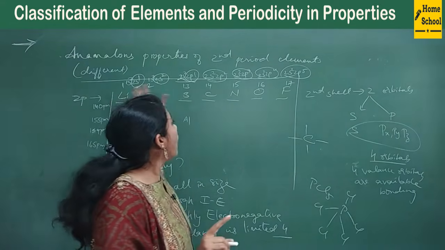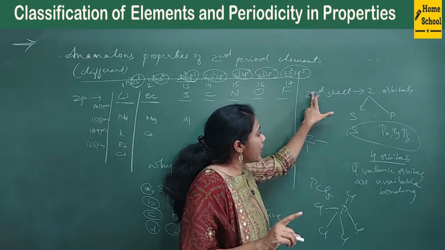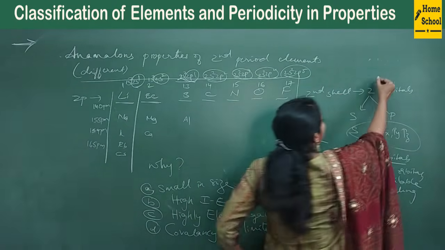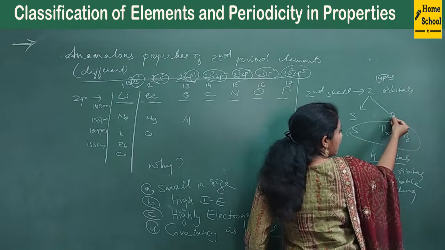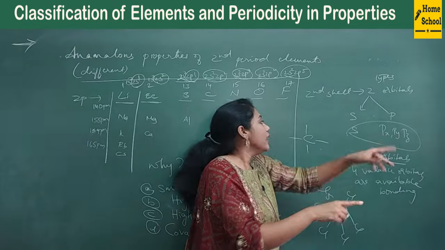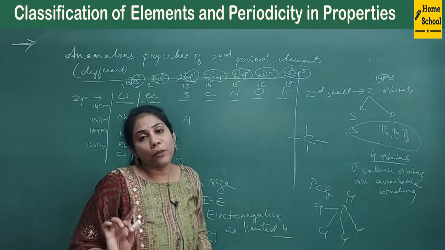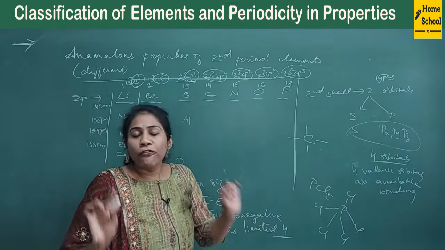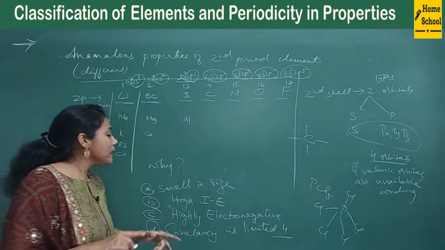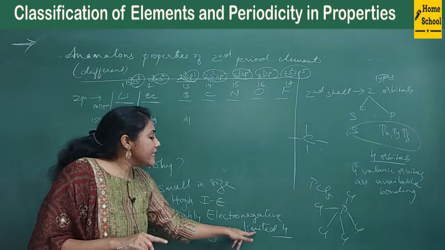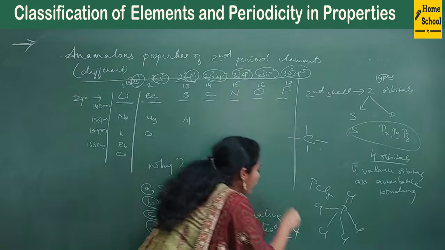It is because it has only 4 valence orbitals. So in all these elements, the second shell is the last. In the second shell, altogether 2 types of orbitals: one s orbital and p orbitals. Again, p orbitals are 3. So 3 plus 1, 4 valence orbitals are available for bonding. So a maximum of 4 bonds can be formed around them. So that is the meaning of covalency is limited to 4.